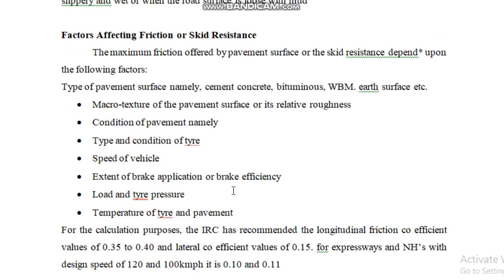Then load and type of tire pressure. If load is more, then momentum will increase. If tire pressure is too high, then the friction between the tire and pavement will be less. So this may affect the skid resistance or friction. Then temperature of tire and pavement surface. Increase in temperature of pavement surface may influence the skid resistance or friction. So these are some of the factors that influence skid resistance.